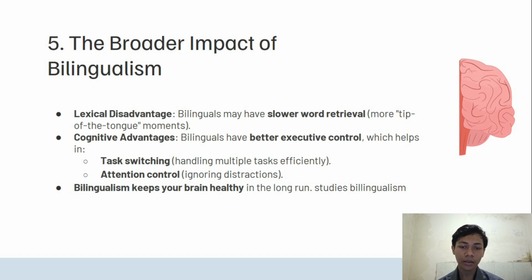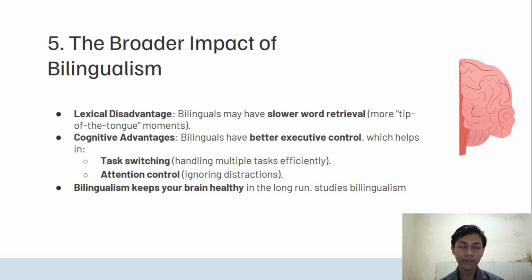First, here we have the broader impact of bilingualism. Basically I will explain the disadvantages and advantages of being a bilingual person. First is the lexical disadvantage. Bilinguals may experience slower word retrieval, leading to more tip of the tongue, or TOT, moments. For example, if we want to say pineapple in English, our brain might also recall "nanas" in Bahasa Indonesia. It happens because our brain manages two languages at the same time, making it slightly longer to pick the right one.